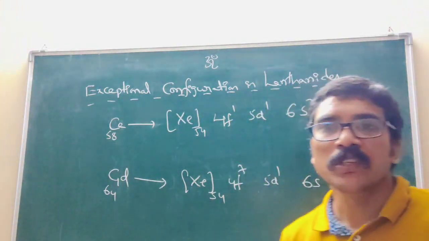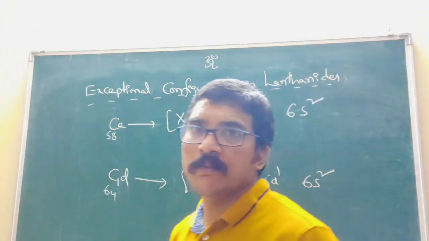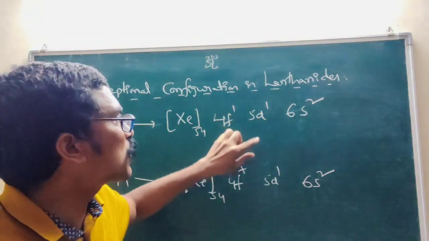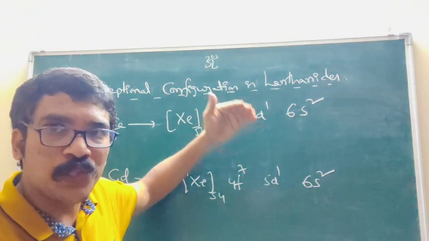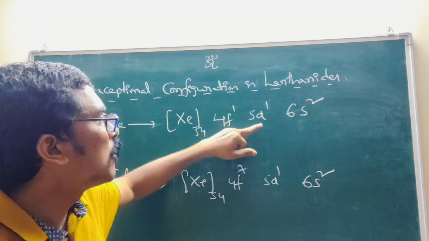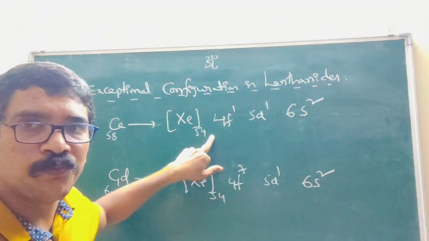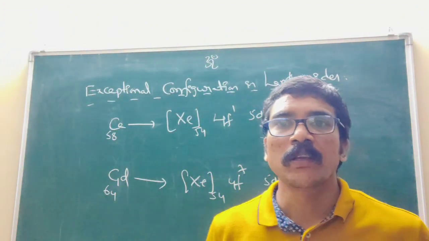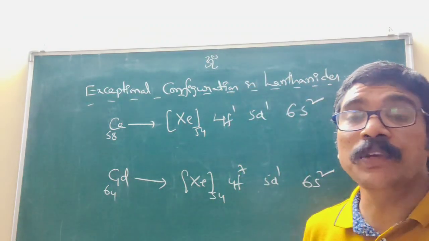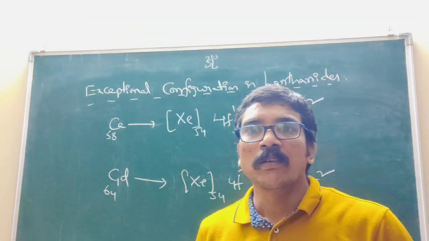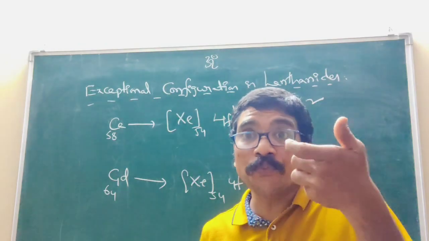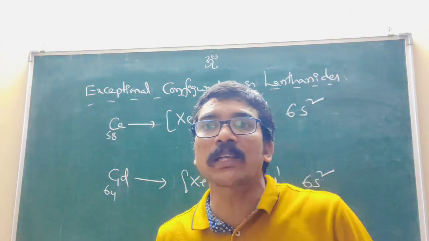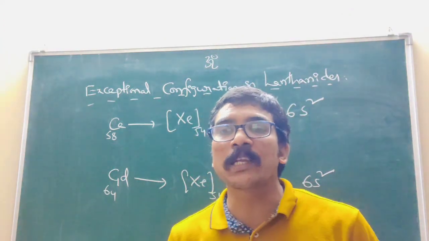After that cerium, this is 5d1. The next element is praseodymium. You are expecting 5d1 as it is, next 4f2. But the next element's configuration is 4f3, praseodymium. Next element, neodymium, configuration 4f4, next 4f5, next 4f6, next 4f7. 4f7 belongs to europium, that is atomic number 63.